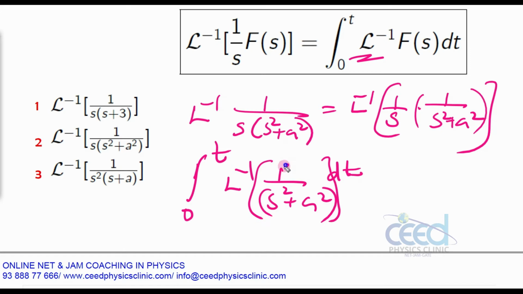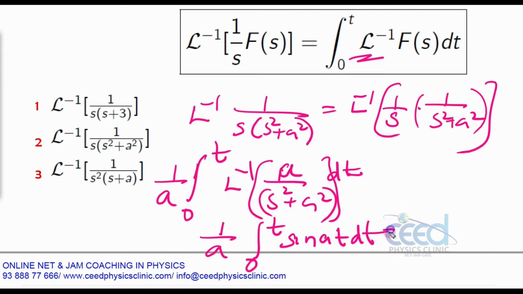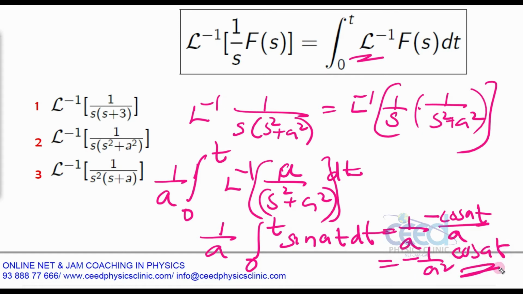What is Laplace inverse of 1 by s square plus a square? If I have a 1 here, I can divide by a, so a by s square plus a square, which we know. That is 1 by a into the integral from 0 to t of sin at dt, since the Laplace inverse of a by s square plus a square is sin at. On integration we have minus cos at divided by a, so it is 1 by a square into 1 minus cos at. That will be the result.